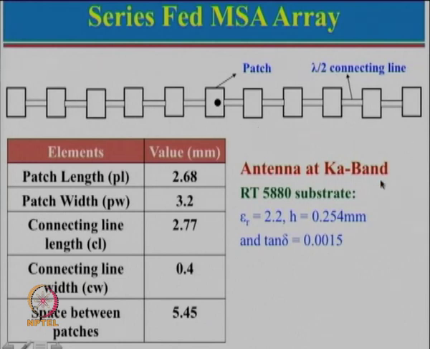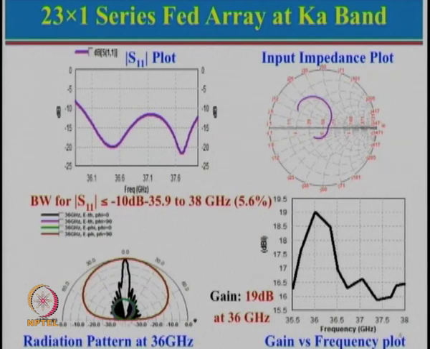Then as an example, we looked at a Ka band microstrip antenna array. So, let us look at the results of that. These are the results for a 23 element series fed array at Ka band. This is the reflection coefficient plot, and that is minus 10 dB. Along this line, we get a bandwidth for S11 less than minus 10 dB which is almost close to 2 gigahertz, about 5.6%.